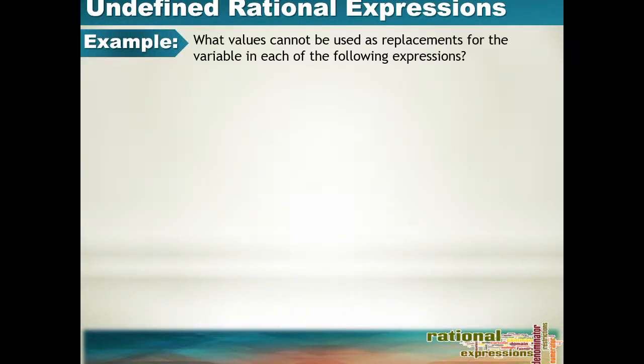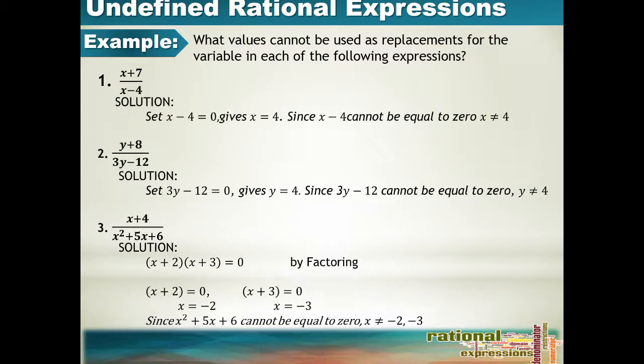Okay, another example. What values cannot be used as replacements for the variable in each of the following expressions? 1. x plus 7 over x minus 4. First, let's equate the denominator to 0. x minus 4 is equal to 0 gives you x is equal to 4. Since x minus 4 cannot be equal to 0, x must not be 4. If we try to substitute 4, the denominator becomes 0, correct? Okay. Next, y plus 8 over 3y minus 12.